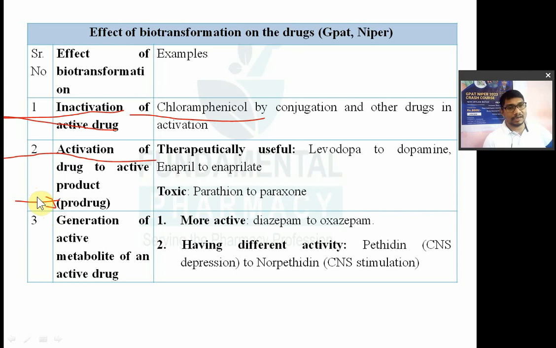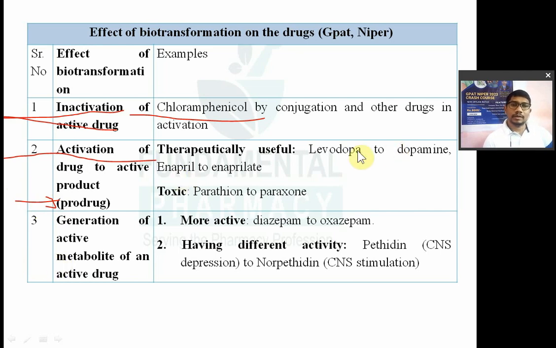Prodrugs are inactive drugs and they are activated inside the body after metabolism. Prodrug ऐसे ड्रग होते हैं कि जो inactive होते हैं, उनको कोई एक्शन नहीं होता, बट बॉडी में जाने के बाद में उनका मेटाबॉलिज्म होता है और वो प्रोड्रग से एक्टिव ड्रग बनता है. Second outcome of metabolism is nothing but the activation of inactive drug. Now activation of inactive drug, it can be of two types.